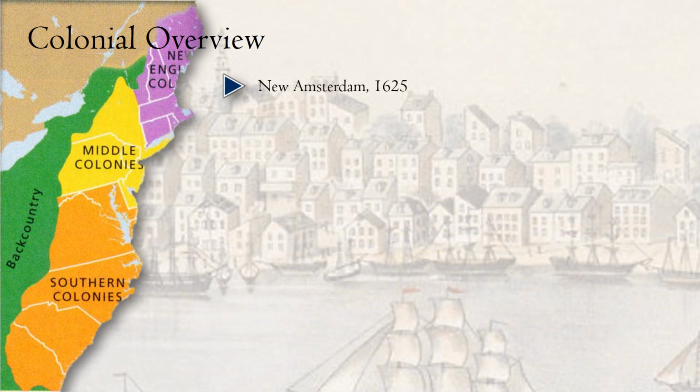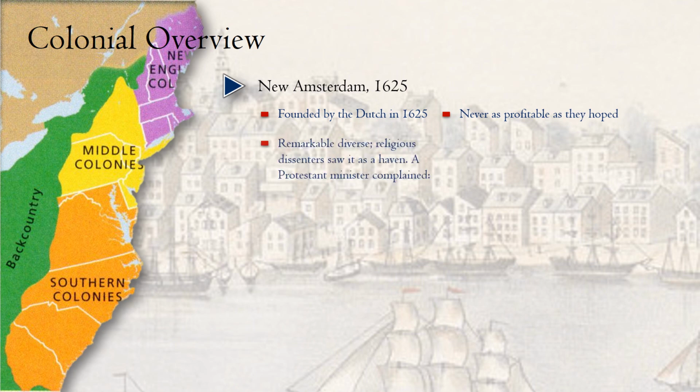New Amsterdam. You're thinking, wait a minute, we have a colony called New Amsterdam? Well, we do. It's not actually the English that govern it in 1625, but New Amsterdam is going to become what we call New York. It was founded by the Dutch in 1625 as a trading center. And although you think of New York as big money, Wall Street, right? Never as profitable as they had hoped.